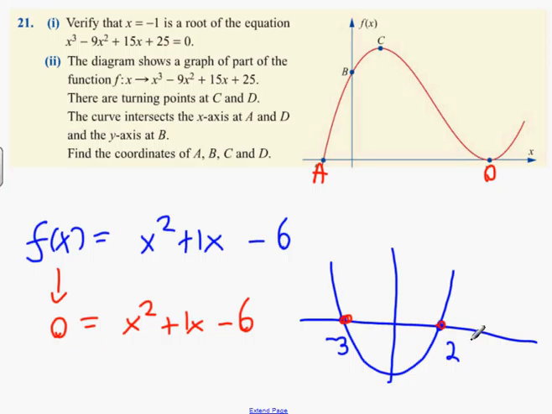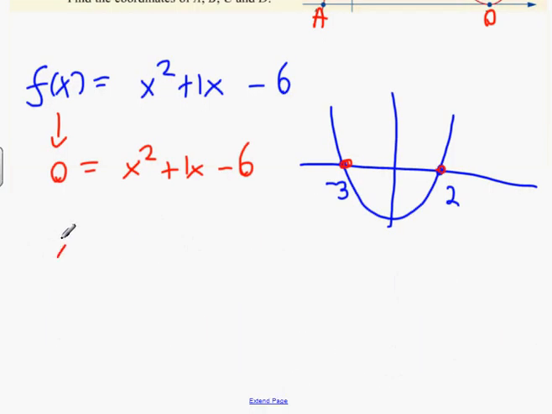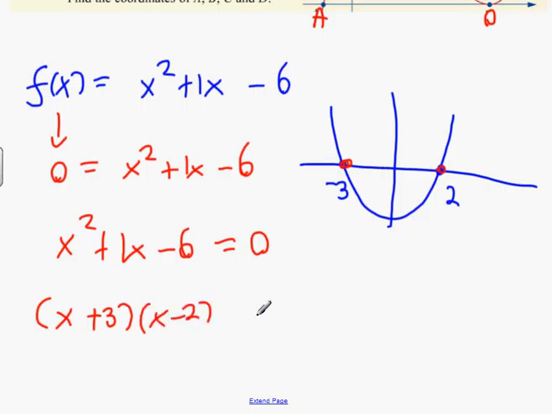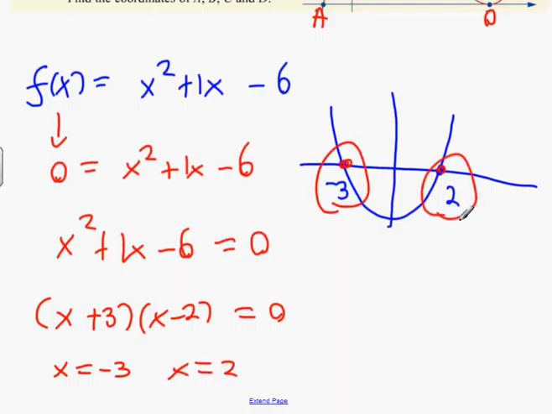Roots is where your graph goes through the x-axis. So what we have here is x squared plus x minus 6 equals 0. Factorize, and you're going to get x plus 3, x minus 2 equals 0. And then you're going to get x equals minus 3, x equals 2. These are the roots of the equation.